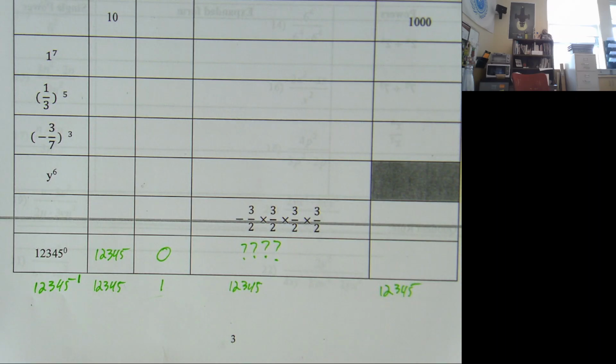If I have 3 to the 1, that's just going to be 3. I divided by 3 to get down here. Well, if I'm dividing by 3 to get down here, look what I'm doing: I'm dividing by 3 and it's dropping the exponent each time, right? So if I drop this exponent down to 0, we're going to divide by 3 again. That's going to take me to 3 to the 0. I'm going to divide by 3 again. That's going to take me to 1.